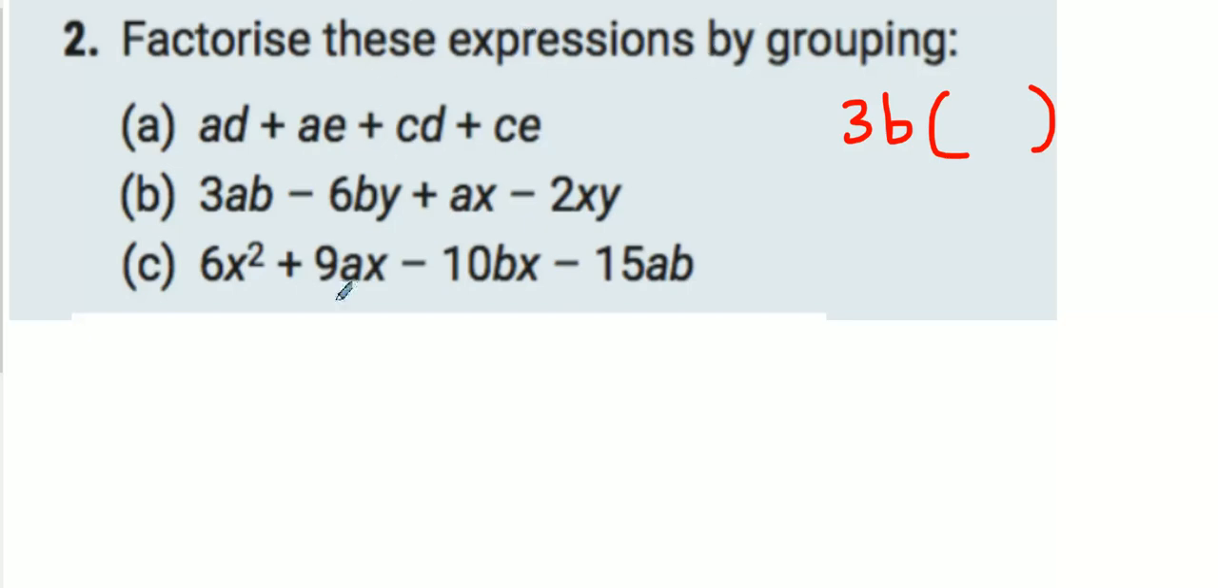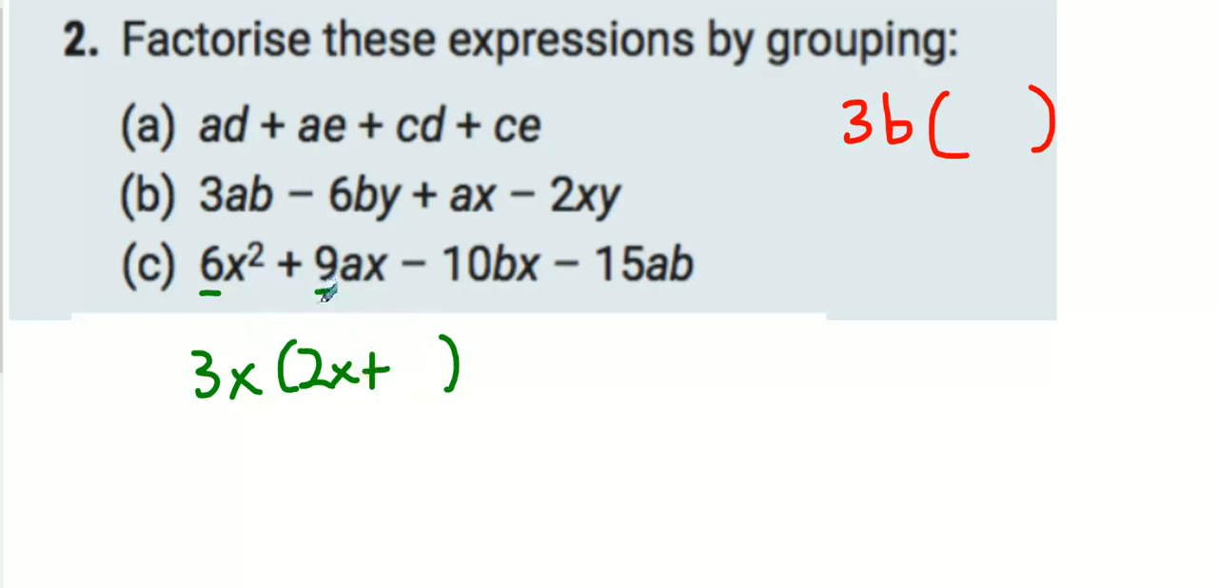Now, what can you take out? If you're looking at 6 and 9, what number can you take out? 3. What letter can you take out? X. Exactly. Now, 3x multiplied by what gives you 6? 2. But 3x multiplied by 2 gives you 6x. It doesn't give you 6x squared. Another x. Thank you. What about in here?